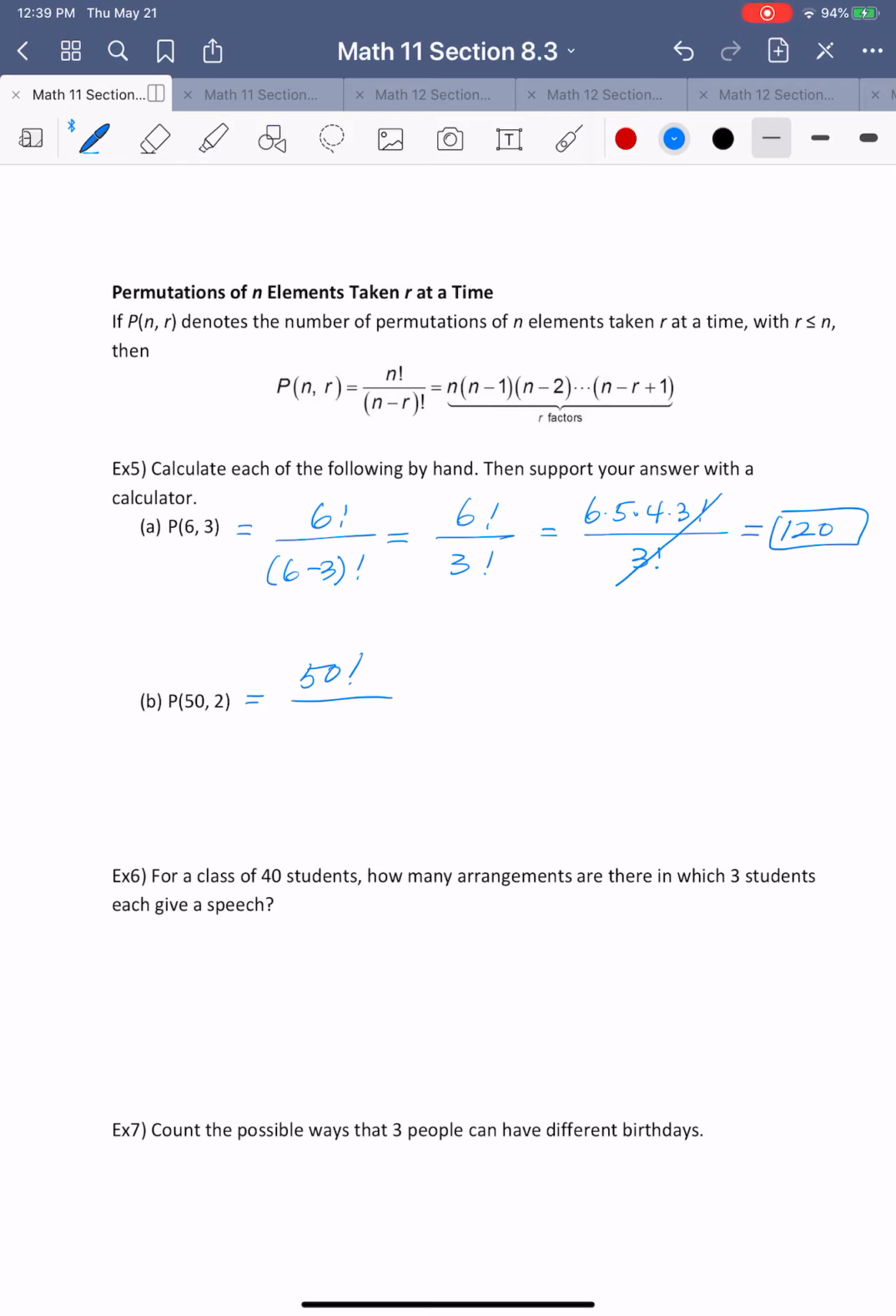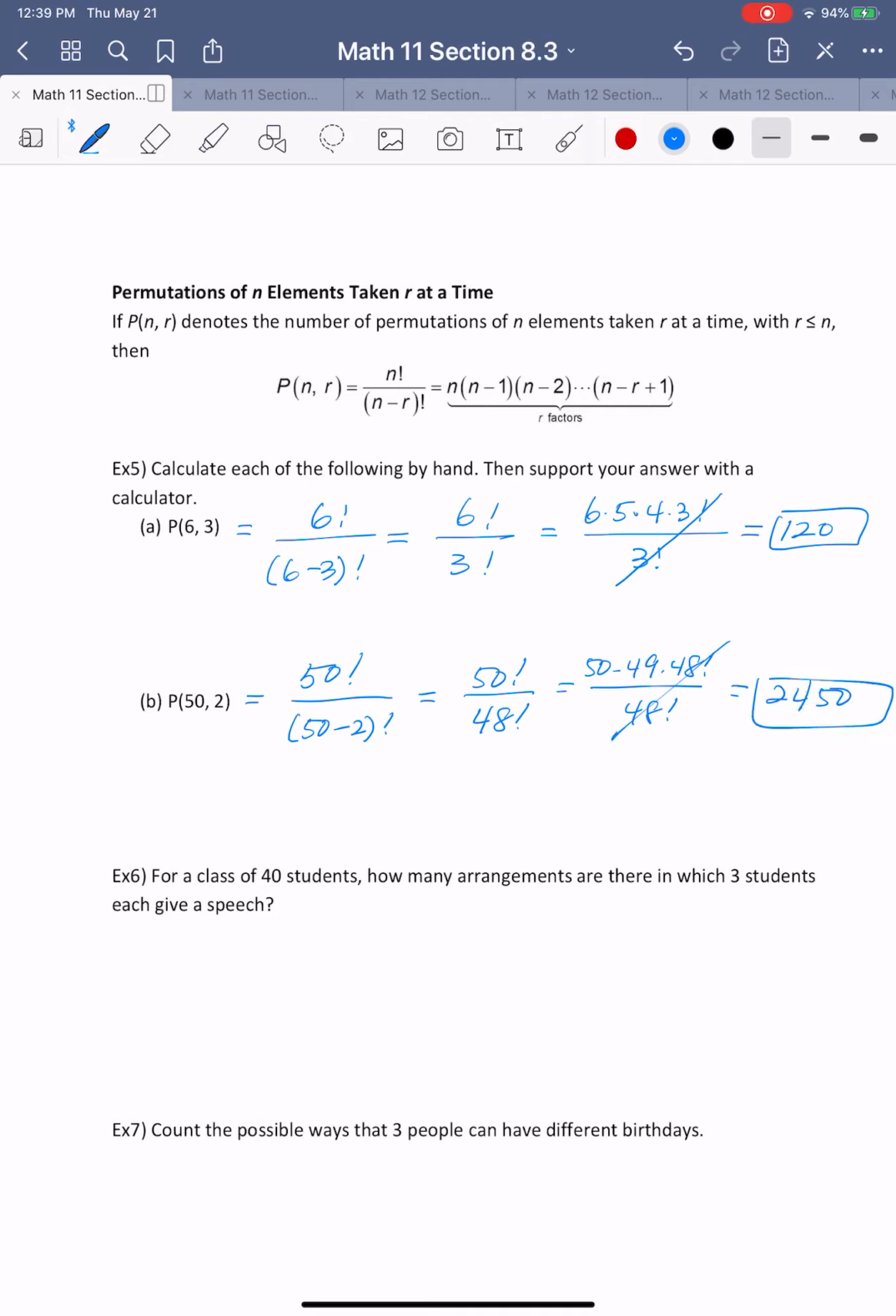And then you have 50 minus 2 factorial, which is the same as 50 factorial over 48 factorial, which means 50 times 49 times 48 factorial over 48 factorial. Cancel. And then it becomes 2450.